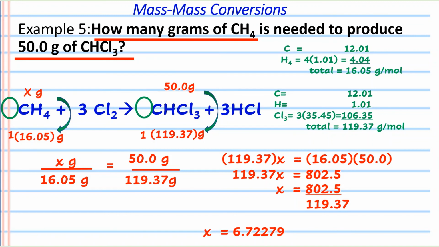6.72279. 50.0, the original number from the question, only has 3 sig figs, so we're going to round our answer to 6.72 grams of CH4. So how did you do?